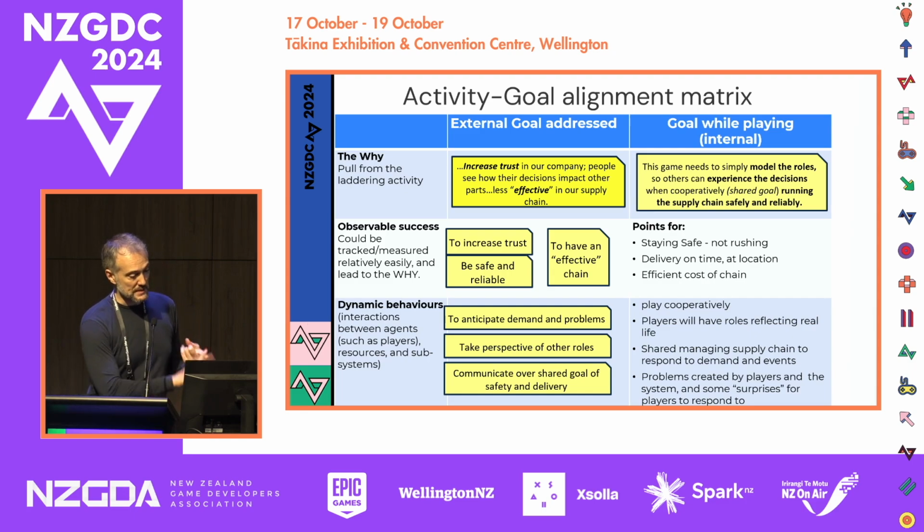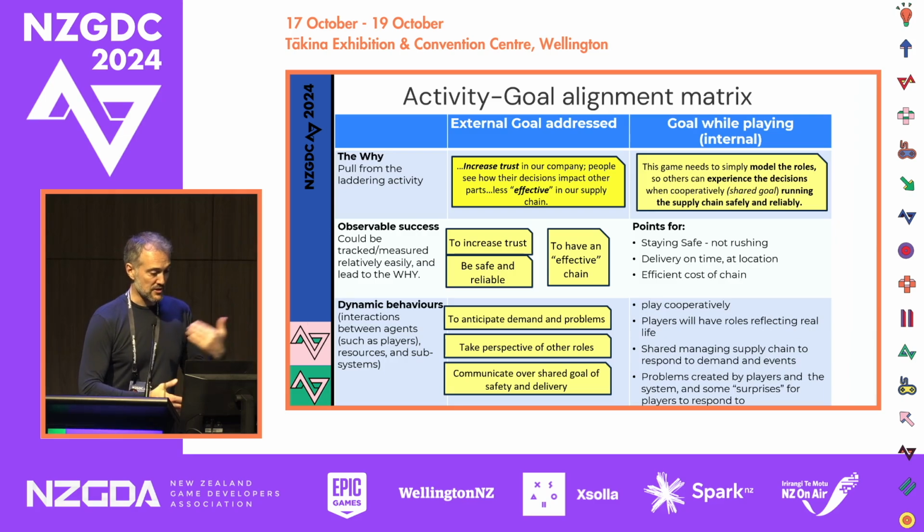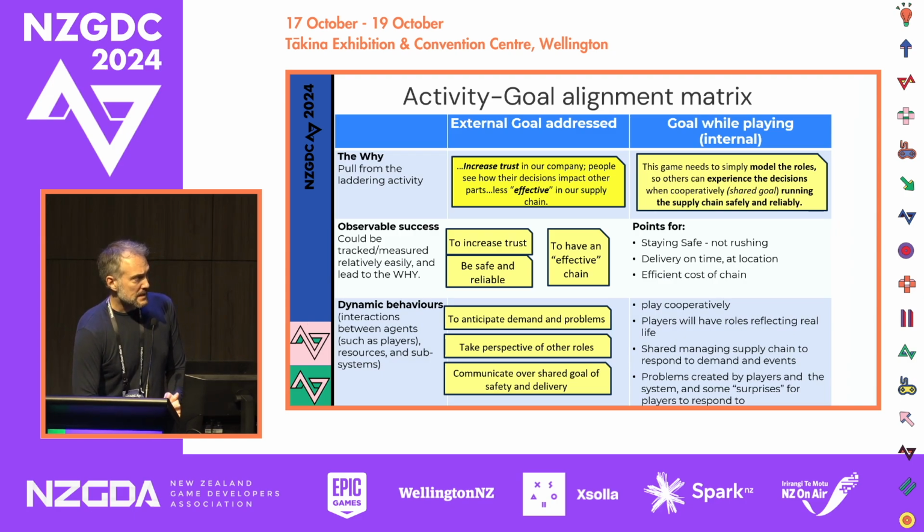So in this game, skipping the step where we analyze what the actual supply chain was, we say, this is going to be a game where you're going to be playing cooperatively. The players are going to have roles that reflect their real life roles. They're going to be sharing the managed supply chain to respond to the demand and events that are going to be cropping up in the game. And problems are going to be created by the players and by the system.